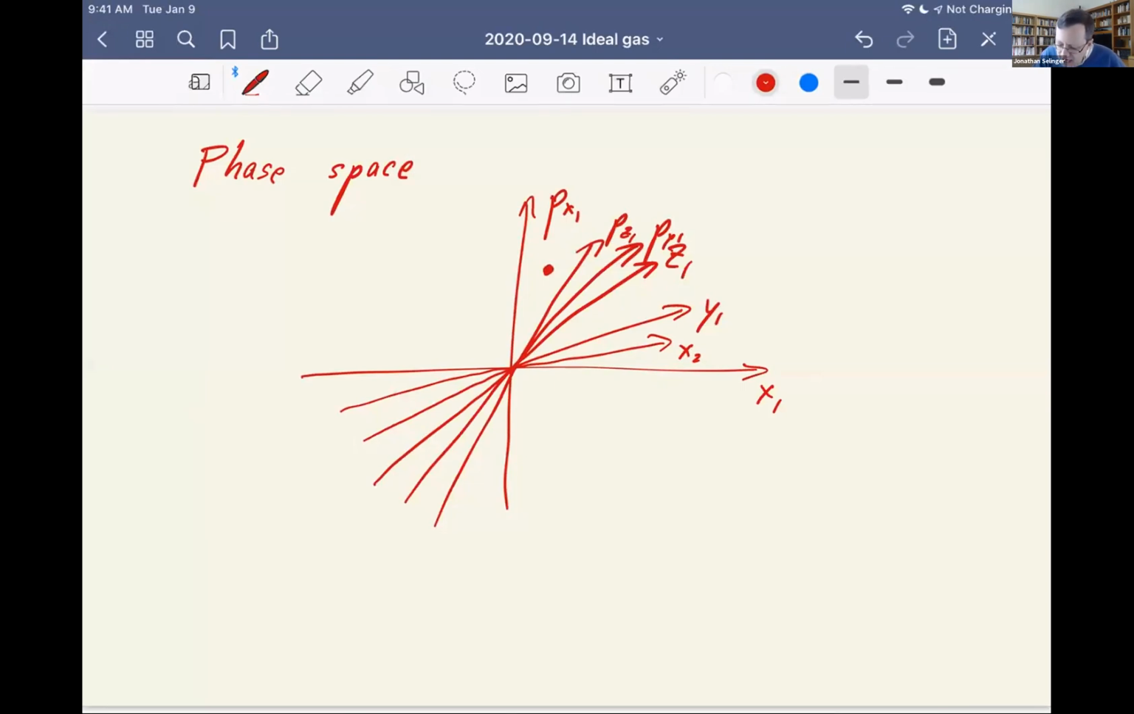I should emphasize, this is not a phase diagram. A phase diagram, like we talked about last week, is a completely different concept. This is a different use of the word phase. So this then is a way to visualize all the states of the system.